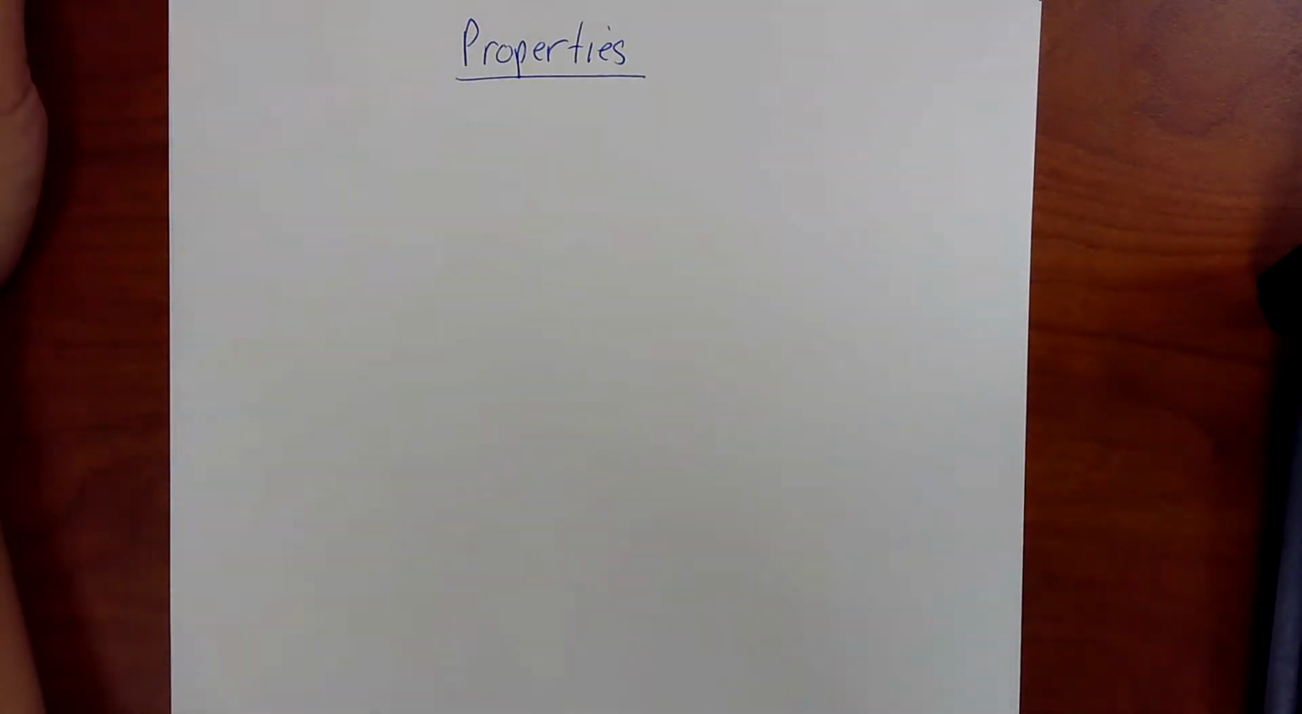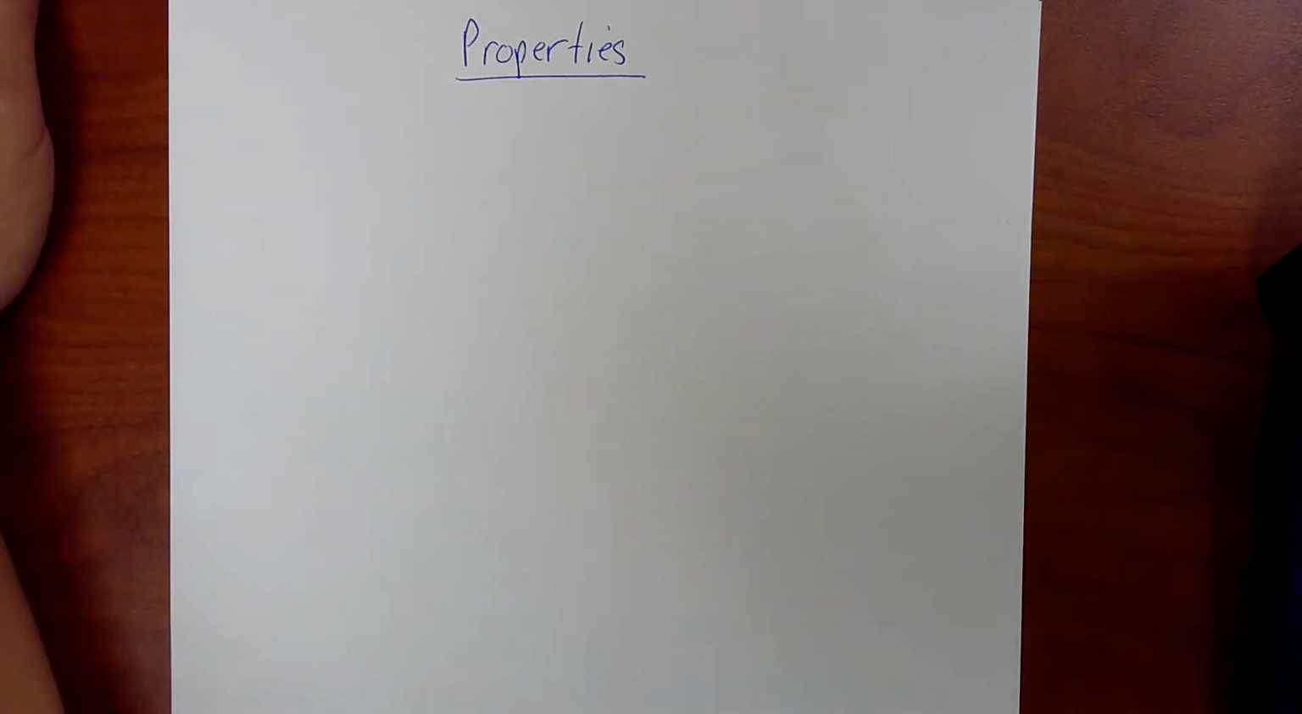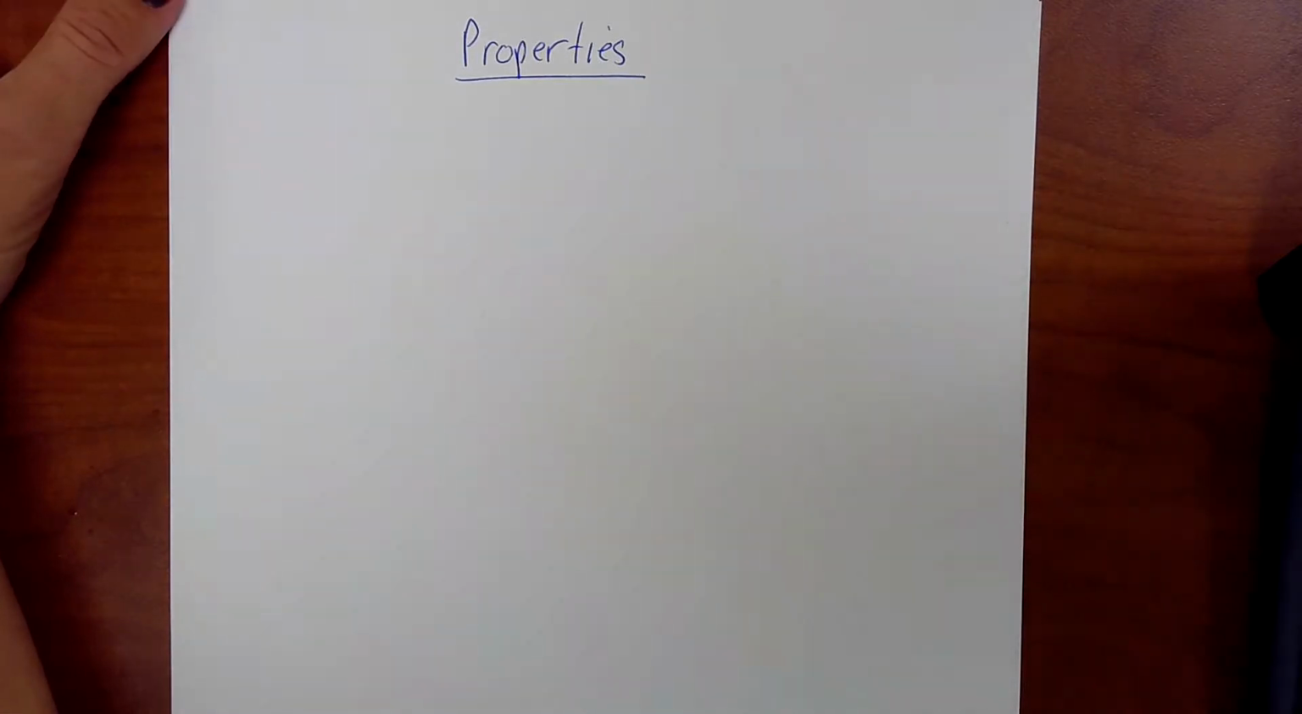Right, so we are going to go over the properties, and these are things that exist because they work out. People discovered something that always worked mathematically, and that's why it's a property.